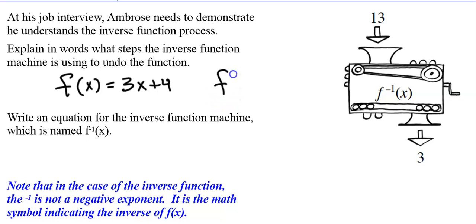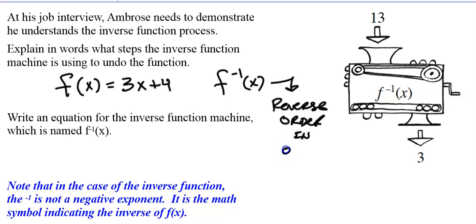So f inverse of x does the reverse order. And what I mean by that is, since we added 4 last, we would take away 4 first. And then, since we multiplied by 3 first, we would divide by 3 backwards. Reverse in order and undoing. And so we undo it all. So we not only do the reverse order in order, but we also have to undo everything.